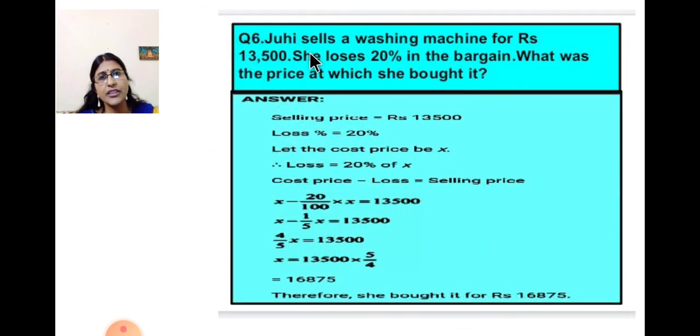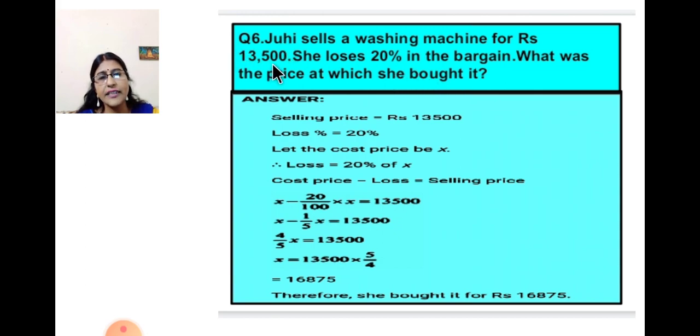Now next is question number 6 of exercise 8.3. Juhi sells a washing machine for rupees 13,500. She loses 20% in the bargain. What was the price at which she bought it? So here what we have to find out? Here we have to find out cost price.